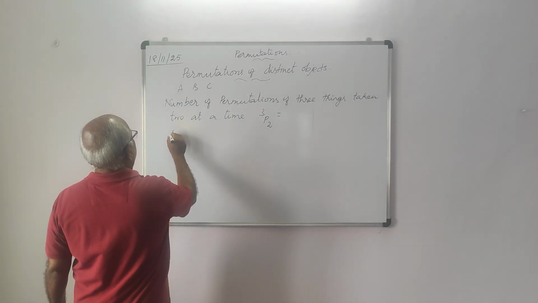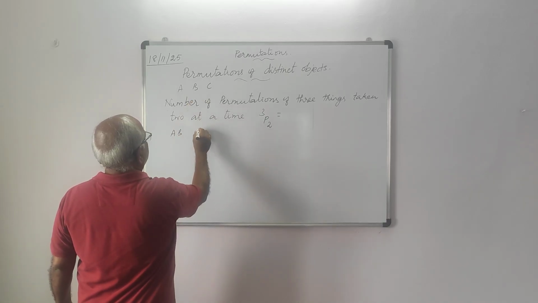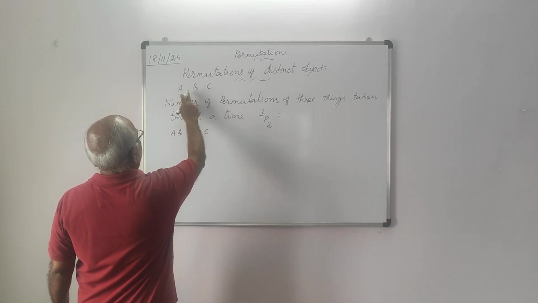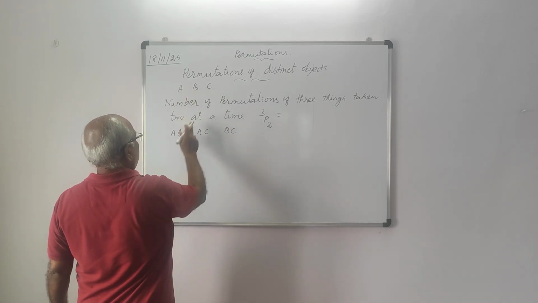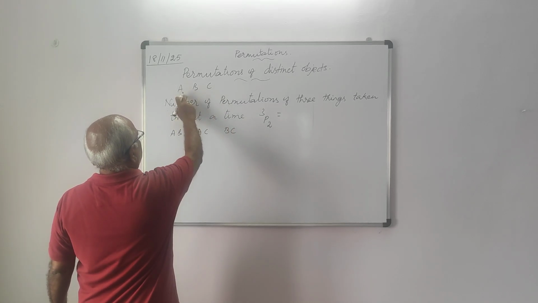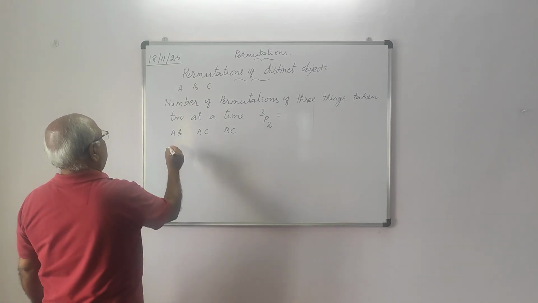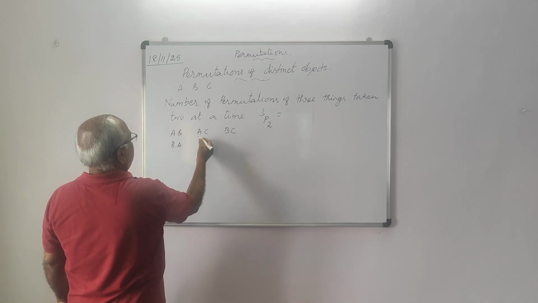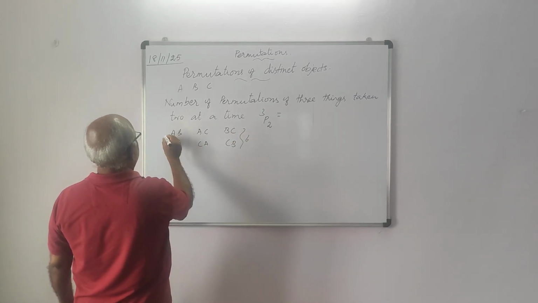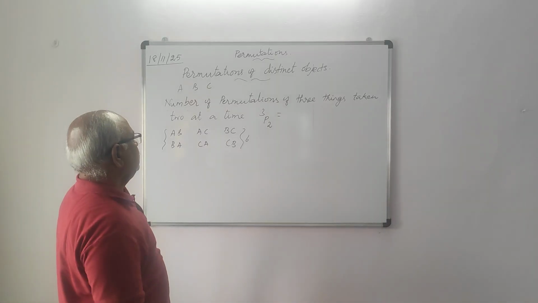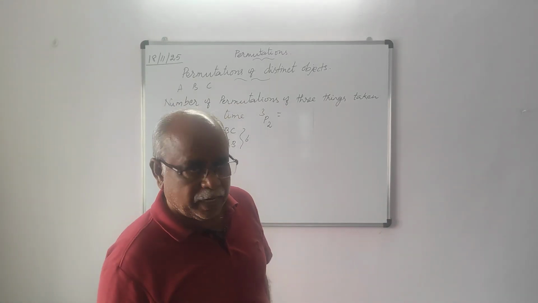See, AB, AC, BC. AB, 2 things, BC, 2 things, AC. And these can be rearranged as BA, CA and CB. Totally 6 ways. Here also, the number of permutations of arranging 3 things taken 2 at a time is also 6.